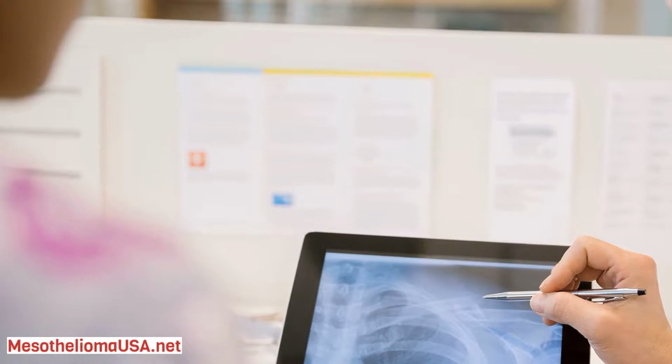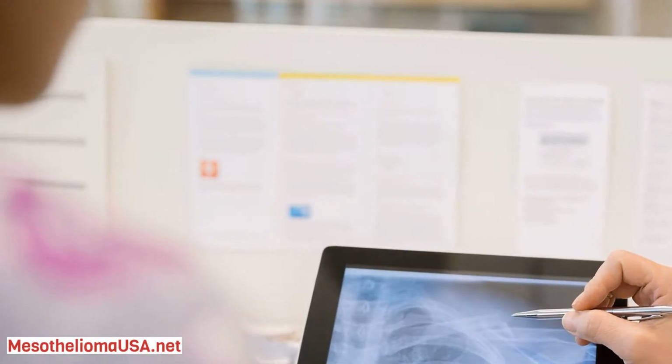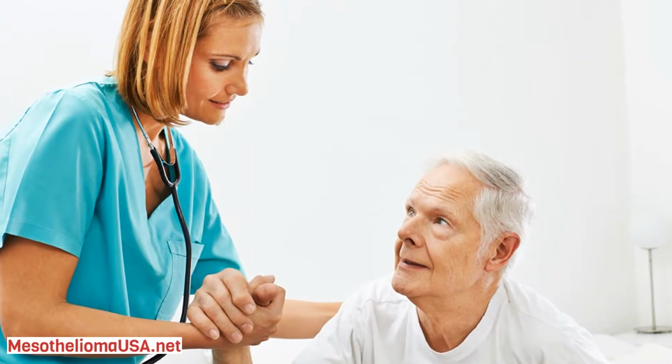Providing your doctor with a comprehensive work history is important to the diagnostic process. Doctors are unlikely to suspect the disease unless a patient describes a former job where asbestos exposure may have occurred. Usually, mesothelioma occurs 20 to 50 years after the initial asbestos exposure.